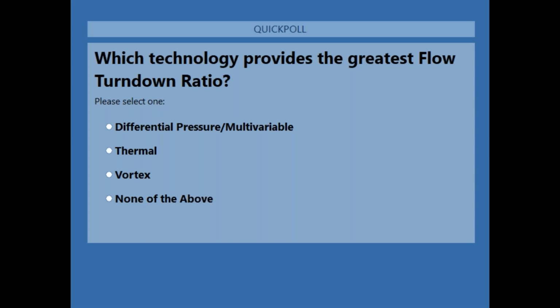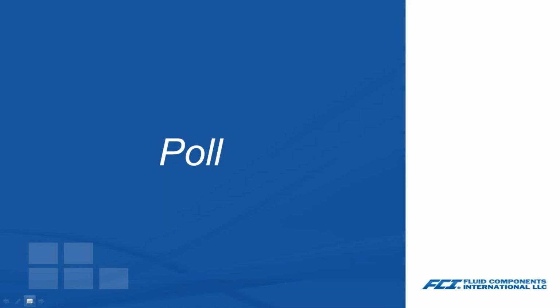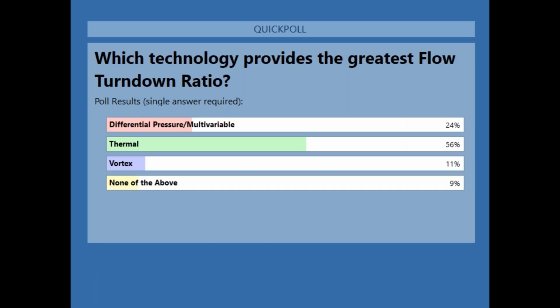Okay, the poll is closed. Now let's see the results. More than half selected thermal mass flow meters, and that's correct. Differential pressure multivariable, we'll discuss that and the turndown ratio along with vortex in this workshop. But thank you for your input, and Art, I'll turn it back over to you. All right, thanks, Steve.